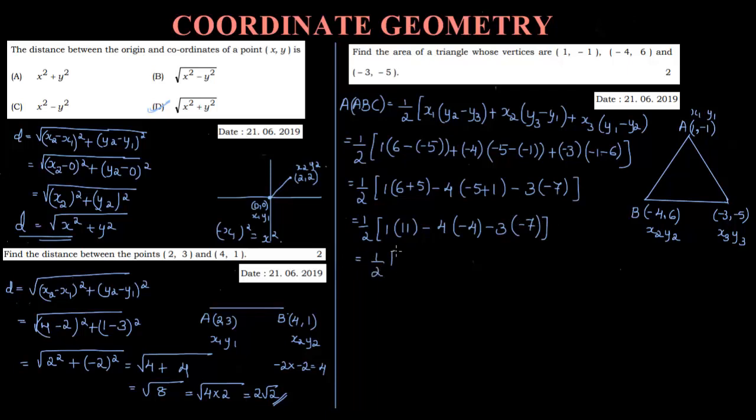So 1 by 2, 1 11s are 11, minus into minus plus, 4 4s are 16, minus into minus plus, and 7 3s are 21. So you need to add all these three numbers, that is 11 plus 16 plus 21. So you are going to get here how much? Add this and just check if you are getting 48. So 48 divided by 2, right? So 2 ones are, 2 twos are, 2 fours are. So it is nothing but 24.